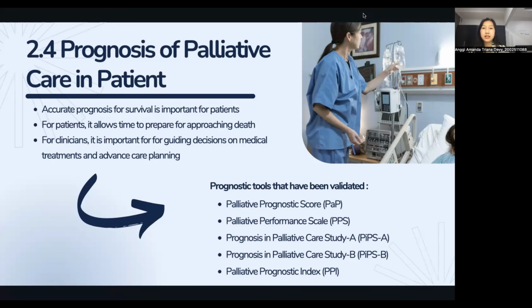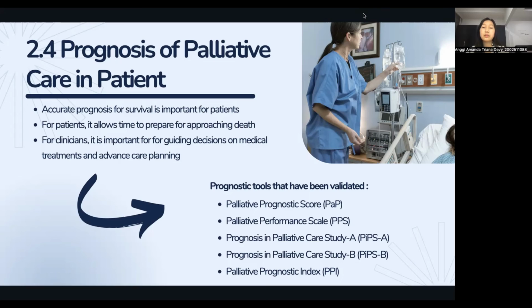I will continue the presentation about the prognosis of palliative care in patient. Prognosis is important not only for the patient but also for the doctor. Prognostication can give patient more time to prepare for approaching death, for example, saying farewell or making financial plans. For doctor, it is crucial for guiding medical treatment and advanced care planning. Shared decision-making and patient-centered treatment can be facilitated by an open discussion on the prognosis between patient and the doctor. However, these predictions are often inaccurate.